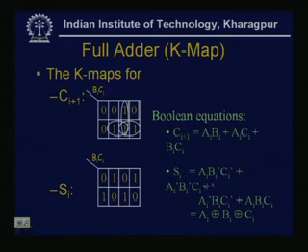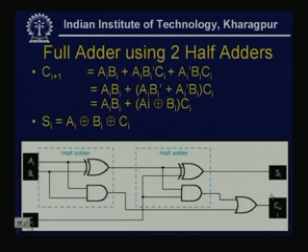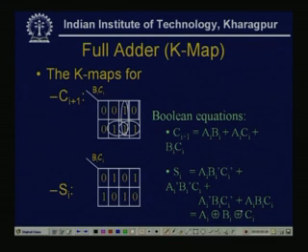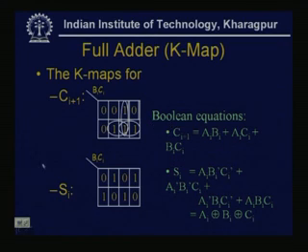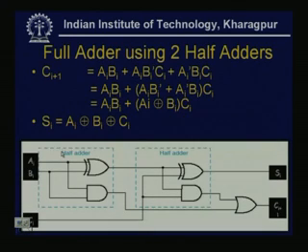The sum is AB'C' plus A'B'C plus A'BC' plus ABC. So this is my sum function. Similarly, the carry we get is C = AB plus BC plus CA. This is my carry. So these are the two outputs of the full adder. Already earlier also we discussed this thing. All of us know this. So now this full adder can be implemented by using two half adders.